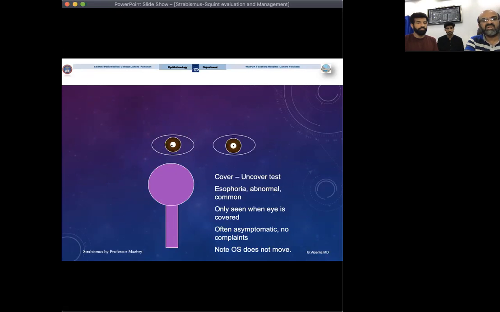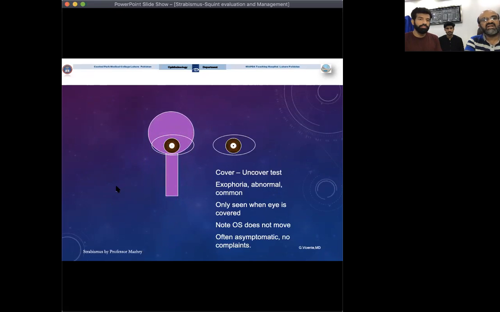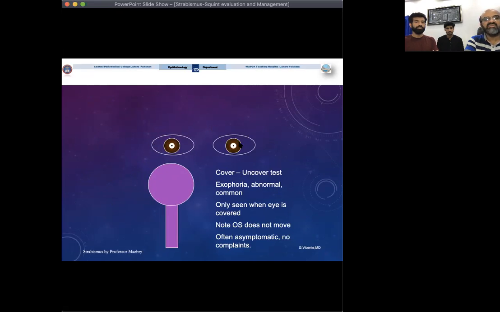It is only seen when the eye is covered, often asymptomatic, there are no complaints. And the left eye doesn't move. OD we use for the right eye, OS we use for the left eye. This was esophoria. Again, cover-uncover test. In this case, we are checking exophoria. The cover comes in front of the eye, and the eye moves out under the cover after dissociation. This is exophoria. Only seen when the eye is covered, the left eye doesn't move. The eye under cover moves. This is cover-uncover. You cover one eye, you remove the cover and you see it.